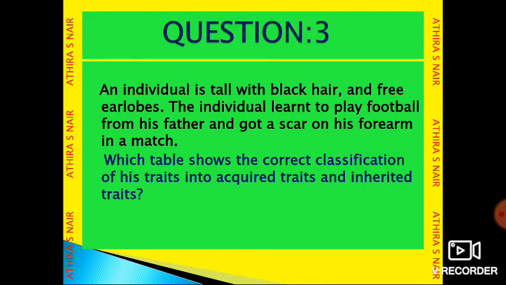Here in option C, acquired traits are ability to play football and scar. These are the acquired traits. During his lifetime he acquired these traits: the ability to play football, and he has one scar on his forearm. These are acquired traits. That option is correct. And here inherited traits are height, hair color and earlobe shape. These are inherited traits. That's why we can say that option C is the correct answer.